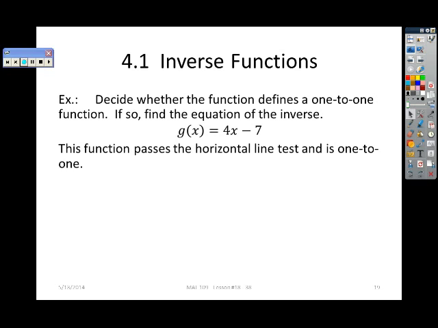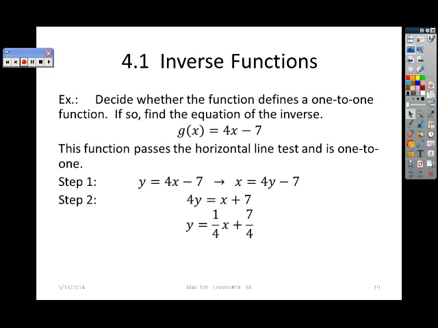Okay, now that we know it has an inverse, what we're going to do is instead of continuing to write g of x, we're going to put y here. And we're going to say y equals 4x minus 7. Then we're going to switch the x and the y. And so I get x equals 4y minus 7. I'm going to take this second equation now, and I'm going to solve that equation for y. So add 7 to both sides, divide both sides by 4. And you get this. Now for the y, I'm going to replace it with g inverse. And so g inverse of x is 1/4 x plus 7/4.